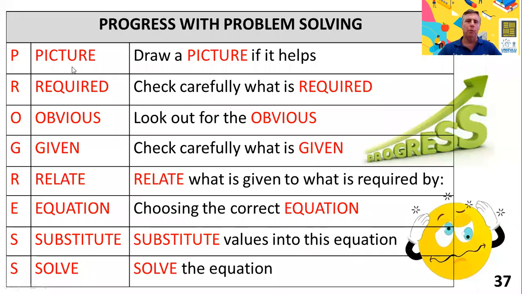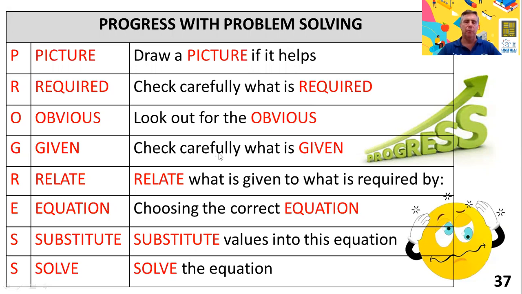Now remember, with all problems across the different content areas, we will use the PROGRESS method for problem solving. This was explained very carefully in video 6.1, and you'll find it on page 37 in your booklets. Just a reminder for electrostatics, a picture often helps, particularly when you have multiple charges and angles. Check carefully what is required. Are you being asked for a charge, for a potential, for an electric field strength? And look out for what is obvious.